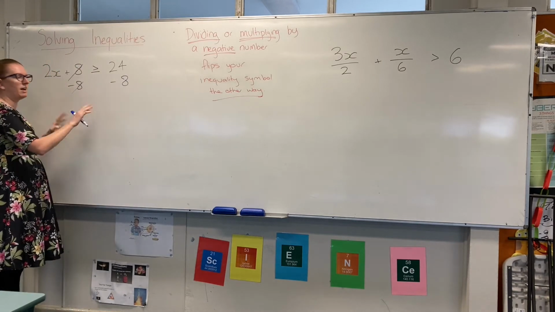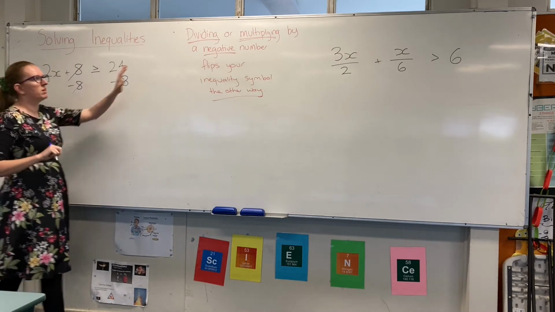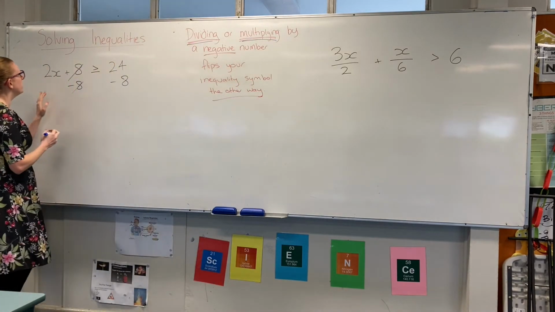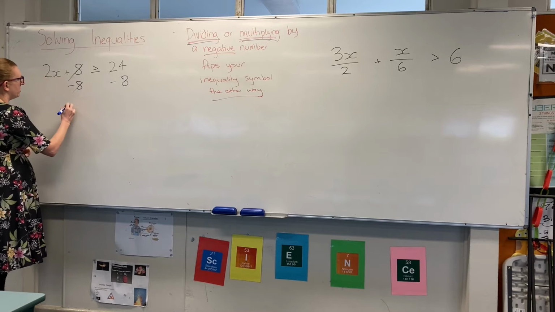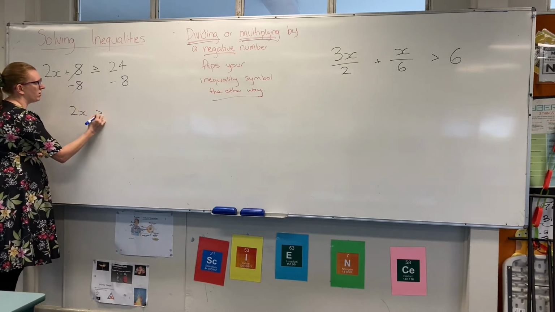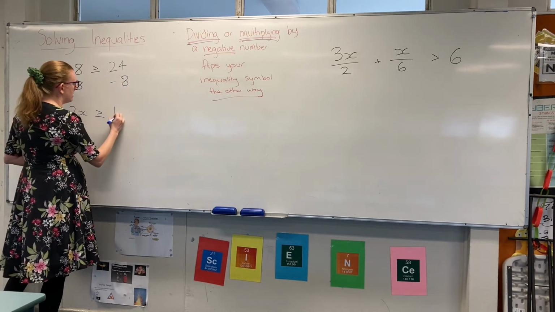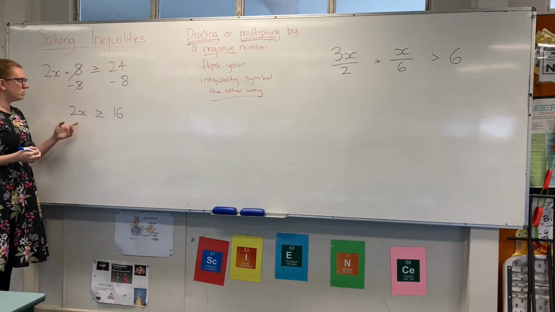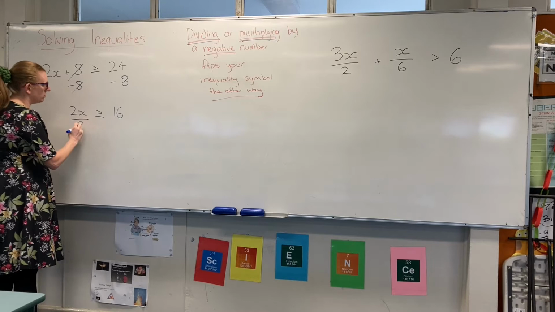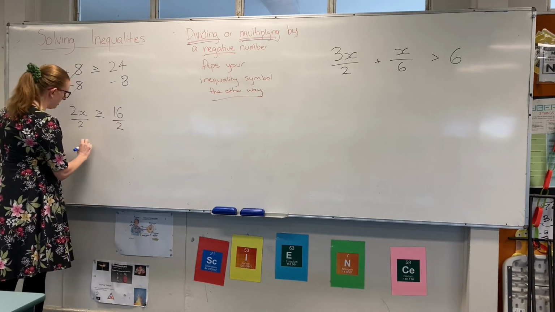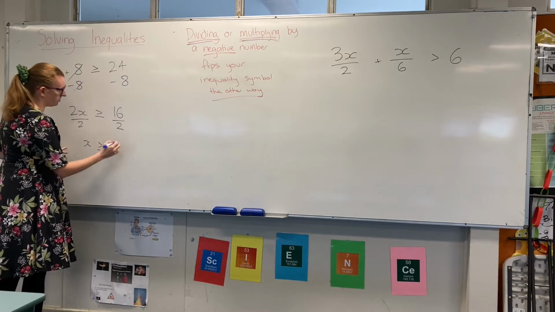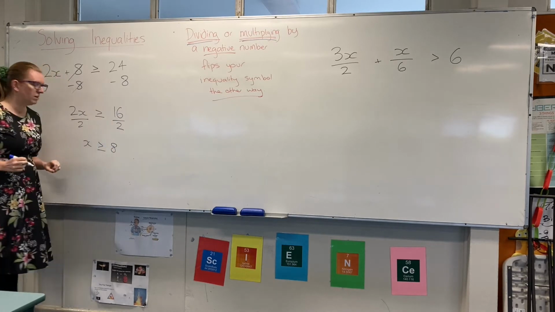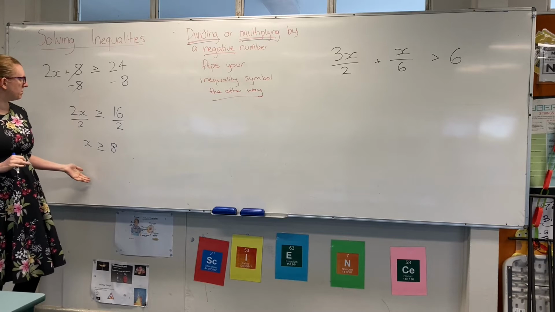I've just minused 8. Okay, so it's important that you remember that you only flip the symbol when you divide or multiply by a negative number. Okay, so now I've got 2x is greater than or equal to 16. Cool. Now I need to get x on its own, so I need to divide by 2. Divide by 2. So x is greater than or equal to, how many 2's go into 16? It'll be 8. Cool. We didn't have to flip our symbol at all there.